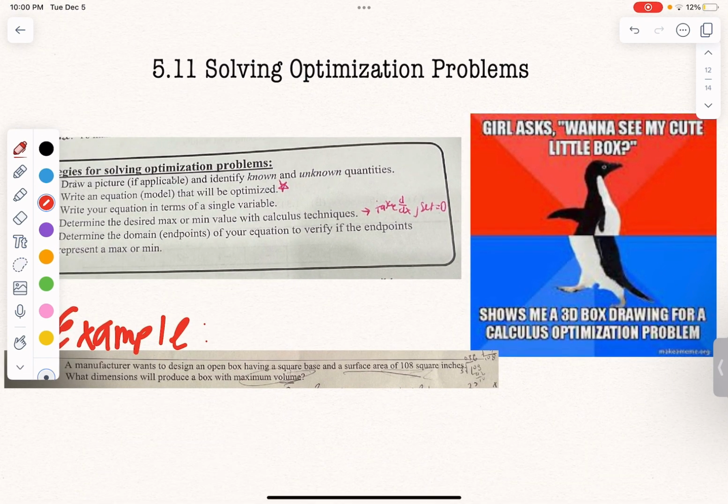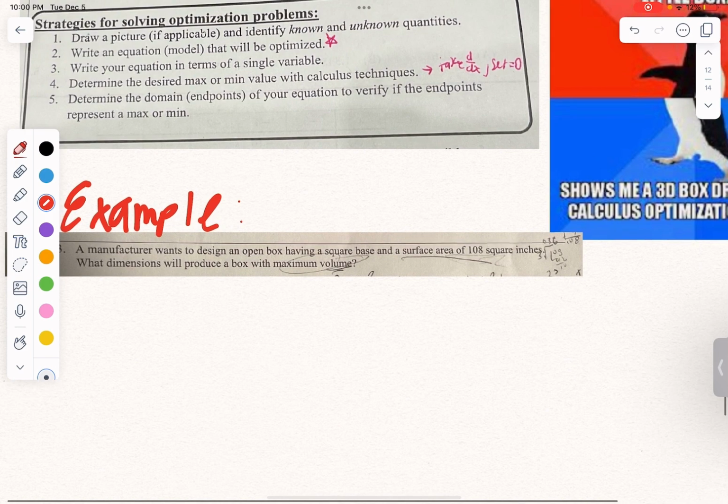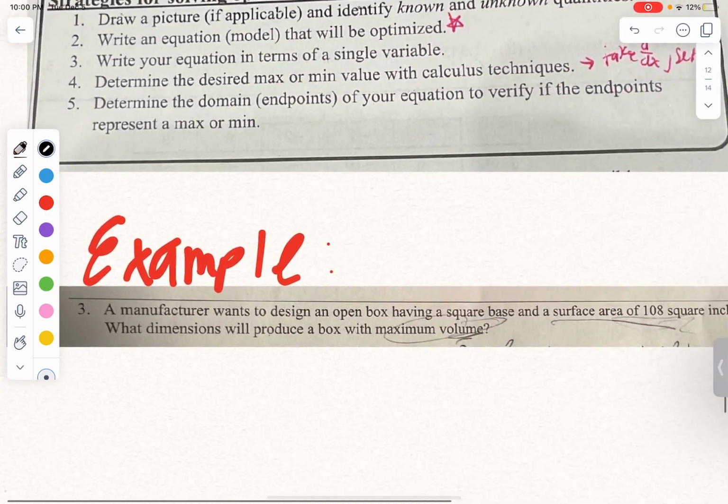And I have this cute little meme. It's like, girls ask, want to see my cute little box? And then send me a 3D box drawing for a calculus optimization problem. And I'm really sorry, guys, but I'm going to have to do that to you guys.